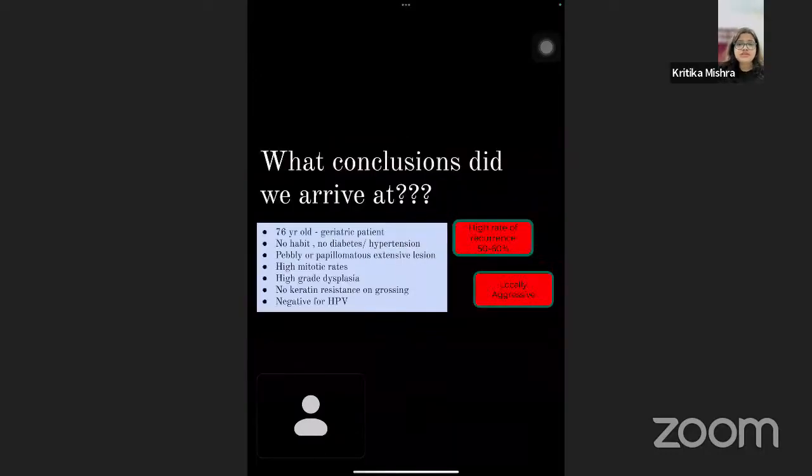So what conclusions did we arrive at? A 76-year-old geriatric patient with no habits, no medical history of diabetes or hypertension, with a papillary or papillomatous extensive lesion, high mitotic rates, high-grade dysplasia, no keratin resistance on grossing, and negative for HPV, with a lesion that has a high rate of recurrence, about 50 to 60%, and which is locally aggressive.